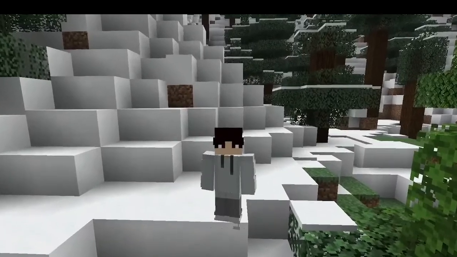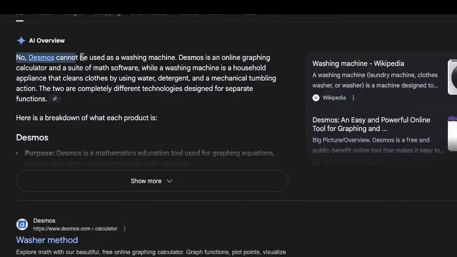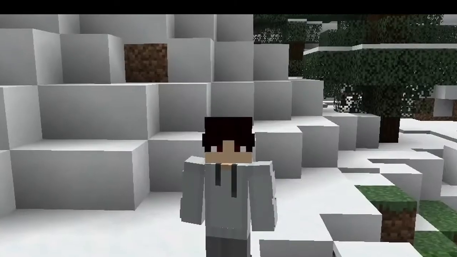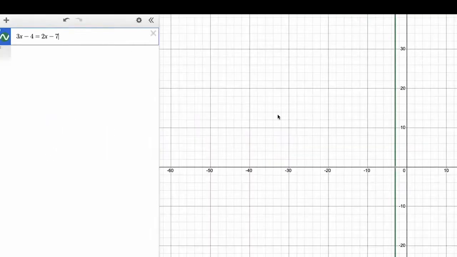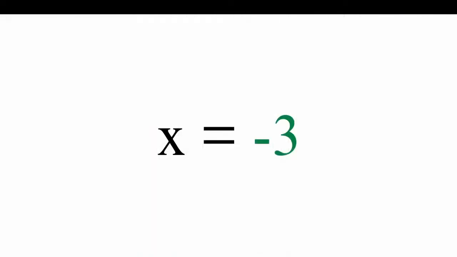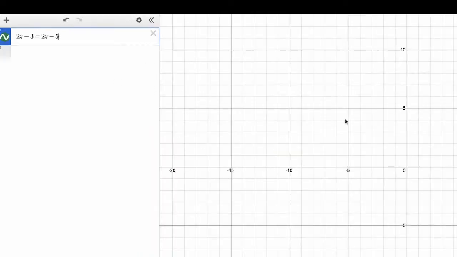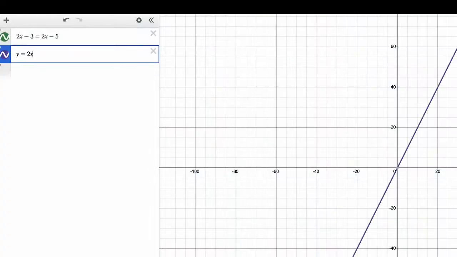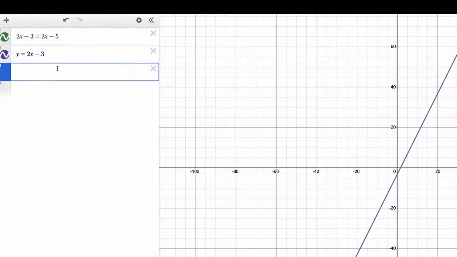But now that we got the basics out of the way, let's talk about how to actually use Desmos. Single variable equations. If an equation just has one variable, put it into Desmos. The vertical line will just show the answer. Now, if it doesn't show the answer, that means you're screwed. Just kidding. You actually have to split up the equation and type it into both sides, y equals the first side and y equals the second side.